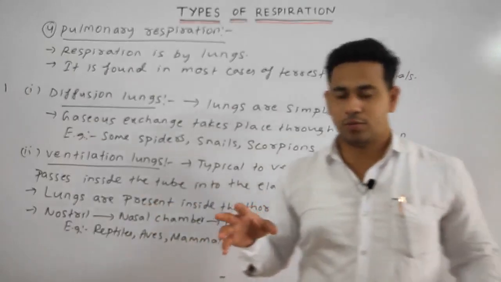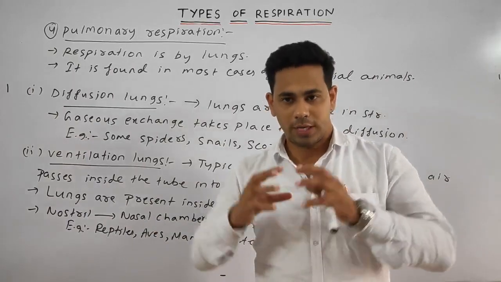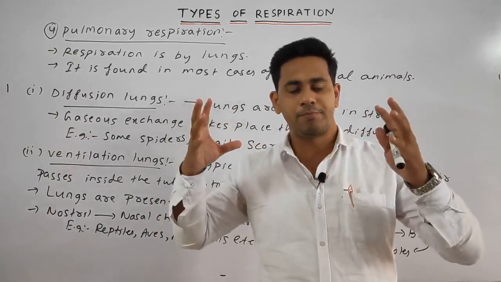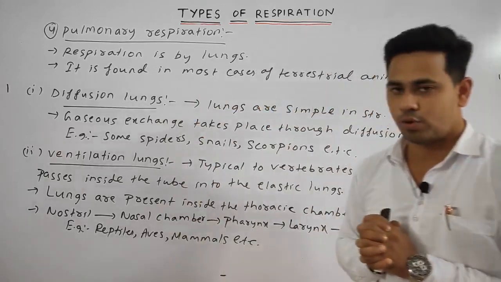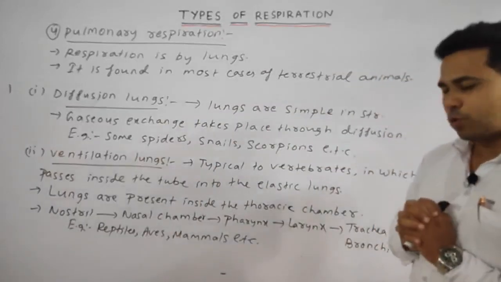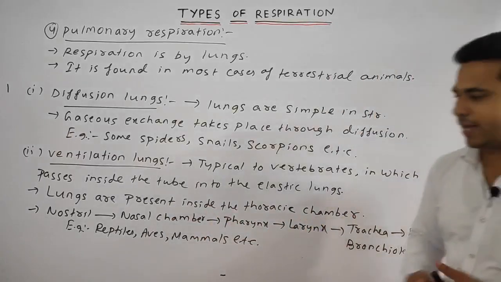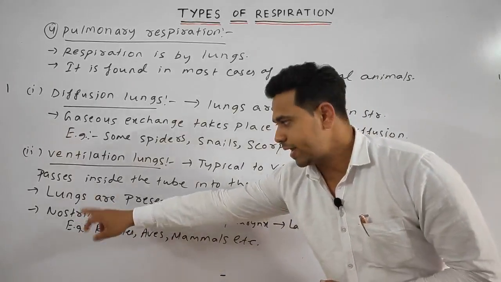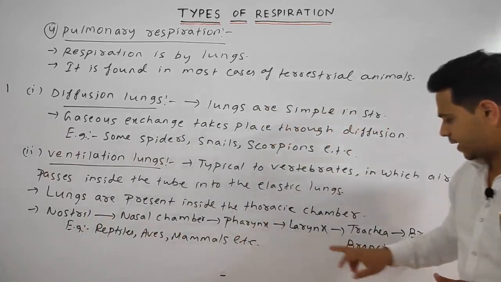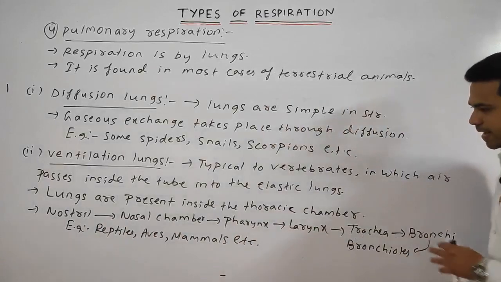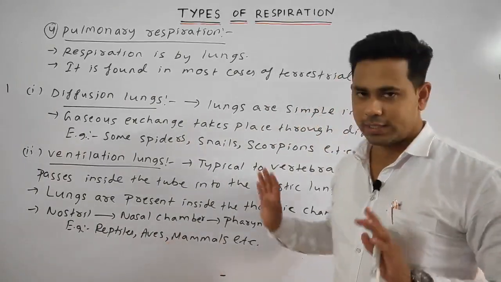Why have I told you elastic lungs? Because obviously when the air goes in, the lungs expand, and when the air is released, they contract. That is why they are called elastic lungs. Obviously the lungs are present inside the thoracic chamber, and the air passes through the nostril, then into the nasal chamber, then the pharynx region, larynx region, trachea, bronchi, and lastly the bronchioles. Common examples: reptiles, apes, mammals, etc.